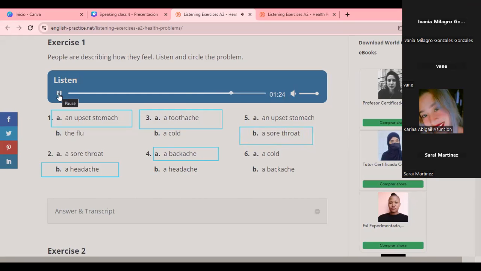Six. I need to go to the drugstore. I have a bad cold and my head is all stuffed up. Oh, that's too bad. I hope you feel better soon.